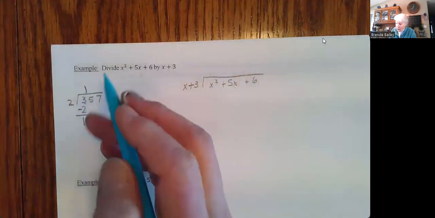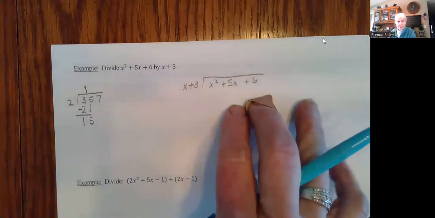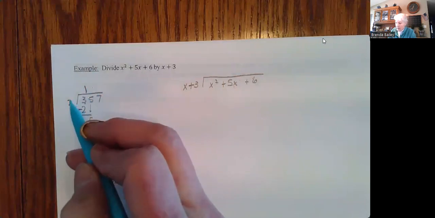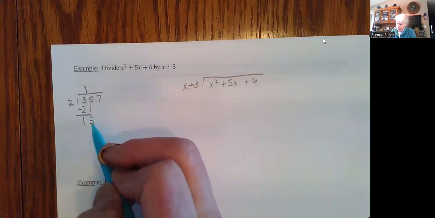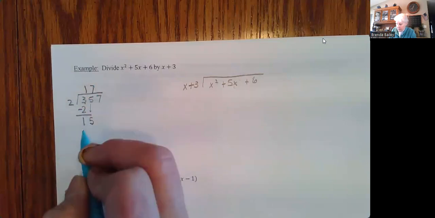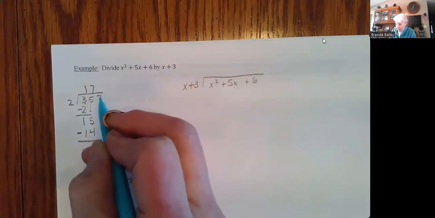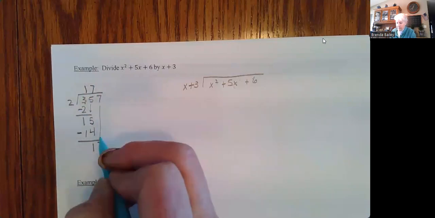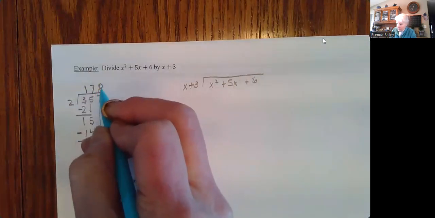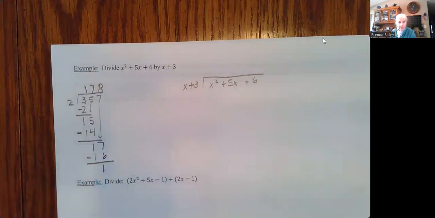All right. Now then you bring down the 5. We're going to be doing that over here. So now you ask yourself, what times 2 gets me close to 15? Well, this is going to be a 7. Then you take 7 times 2 is 14, and you subtract or change the sign and add. And then you bring down the next term. Okay. What times 2? You get 8 times 2 gives you 16, so 1 left, and then you have a remainder.